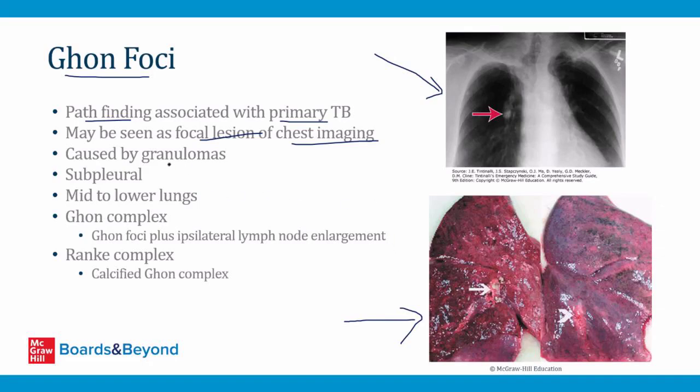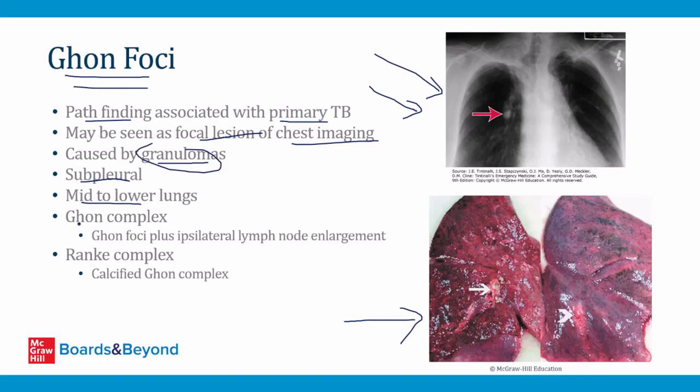These little foci are caused by granulomas. They're usually subpleural, so they're just beneath the pleural layer surrounding the lungs. They're usually found in the mid to lower lungs, sort of like this one here. This is sort of in the mid lungs here. So when patients have one of these little small foci of granulomas, we call that a Ghon focus.